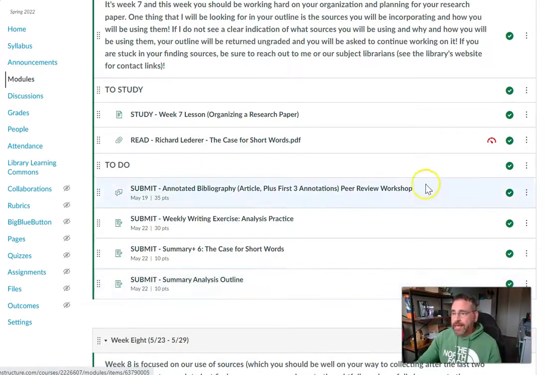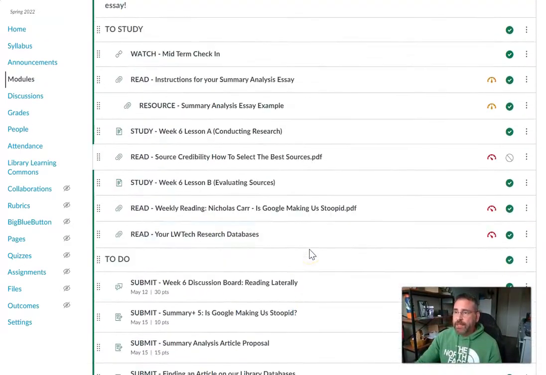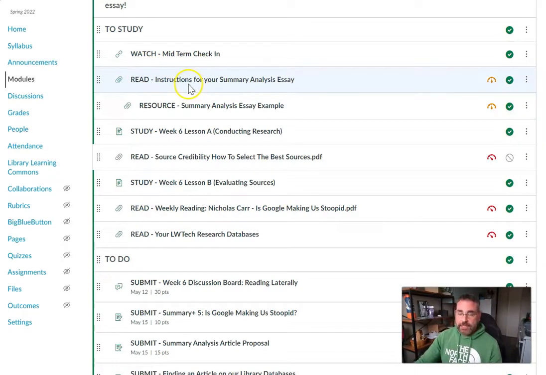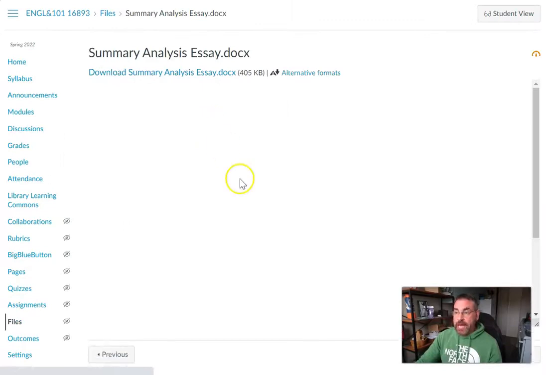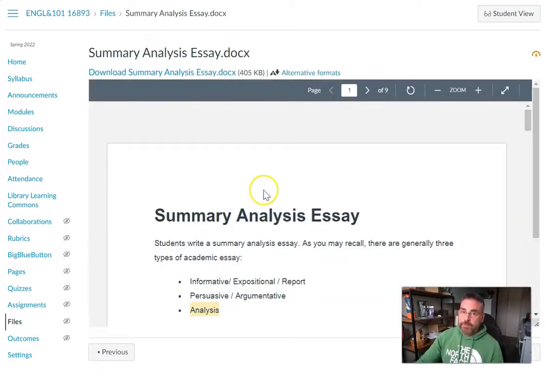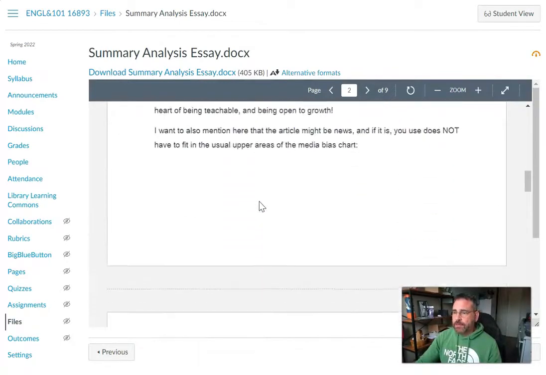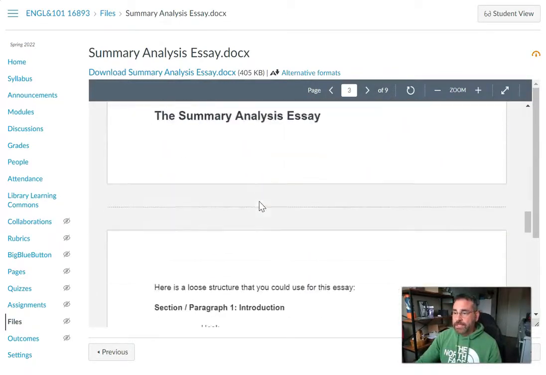If you look at, let's go back up to this week, if you look at this example essay, it'll give you a good idea of what I'm looking for in the summary analysis. And then these are all the instructions for what to do for that essay. If we look at those instructions, I walk you through paragraph by paragraph how to write one of these essays. Let's scroll down here and I'll show you a lot of good stuff.